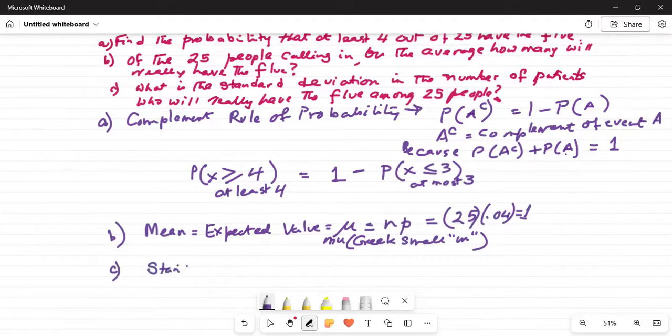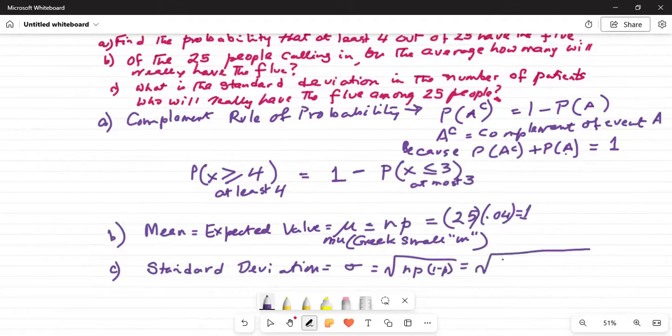So standard deviation is given by, now you may wonder what is standard deviation. It's the average variation of a number in the distribution from the mean, and that is given by the square root of n times p times 1 minus p. So this is equal to the square root of my n, which is 25, my p, which is 0.04, and my 1 minus p, which is 1 minus 0.04. Okay, and we will calculate.